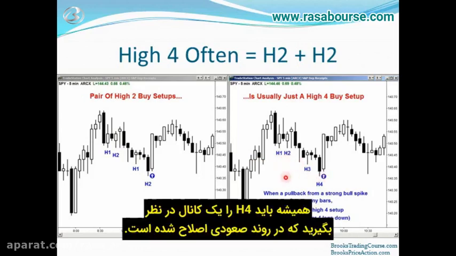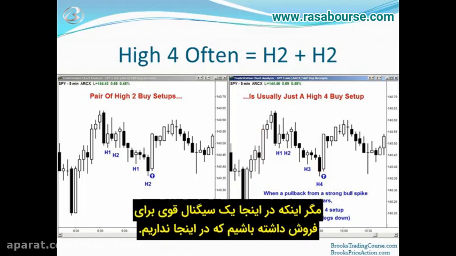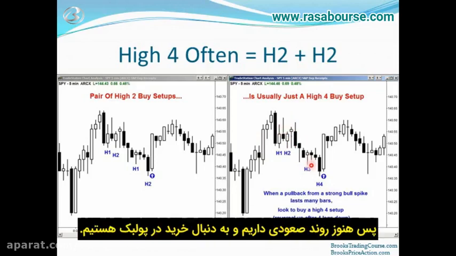And you always have to be thinking about high 4s when you have a channel correcting in a bull trend. As long as the market's staying above the bottom of the bull spike, it's still always in long, unless we get some strong sell setup in here, which we do not have. So it's still a bull trend, so you're looking to buy pullbacks.